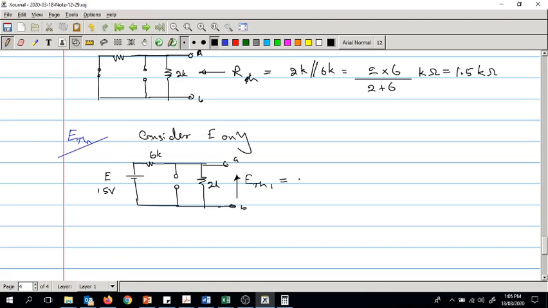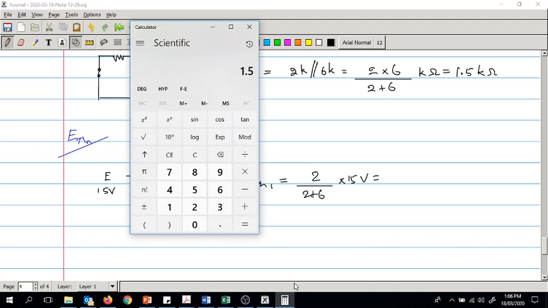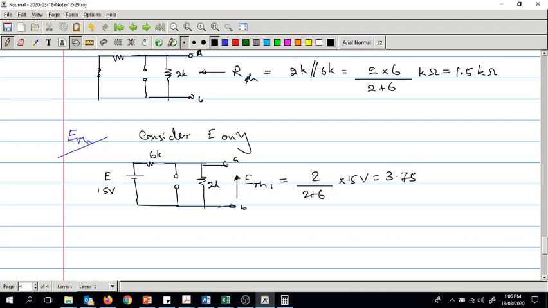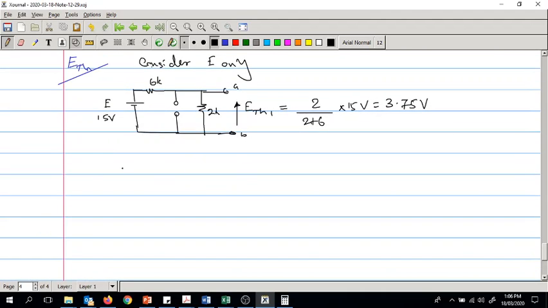ETH1 is equal to, we can use the voltage divider rule, 2 divided by 2 plus 6 into 15 volts, which is 30 divided by 8, 3.75 volts. That is ETH1.